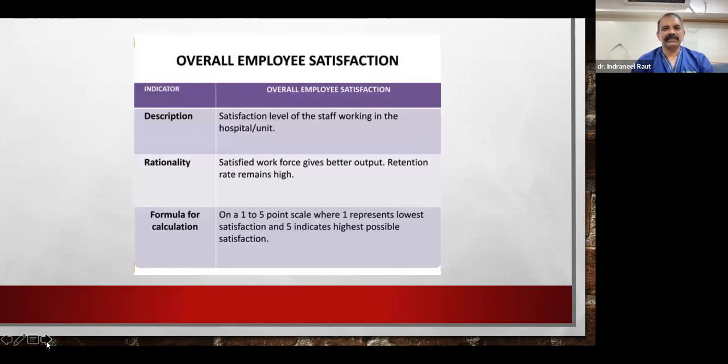Next slide. So overall employee satisfaction: the satisfaction level of staff working in the hospital or the unit. If the staff is satisfied, he's going to give better care to the patients and better outcomes to the hospital. And if the satisfaction is high, you retain more staff. The formula for calculation is on a 1 to 5 point scale, where 1 represents lowest satisfaction and 5 indicates the highest possible satisfaction.